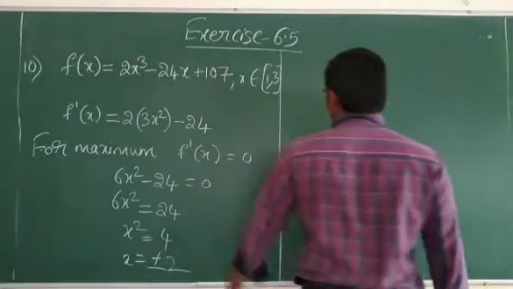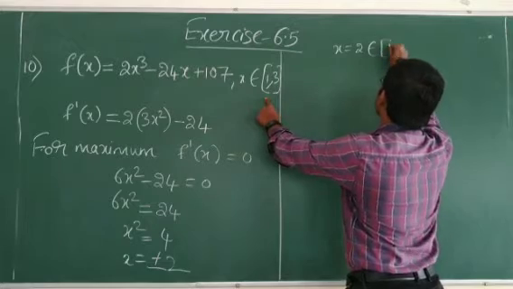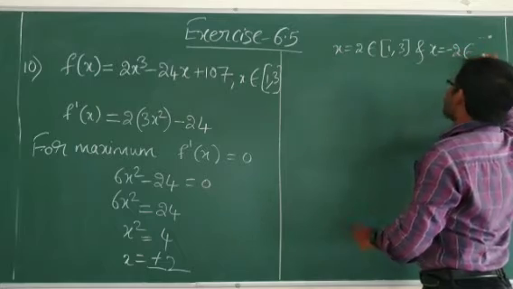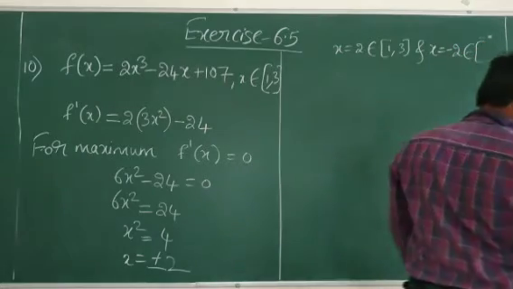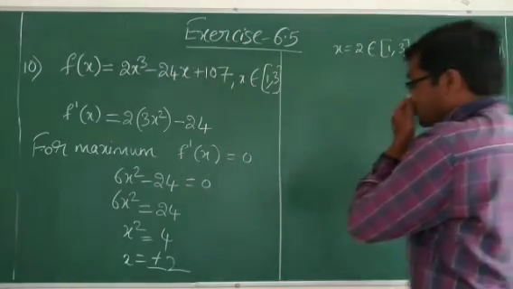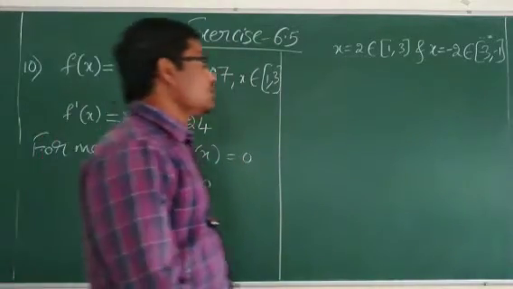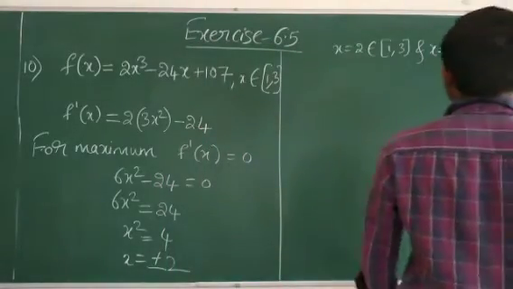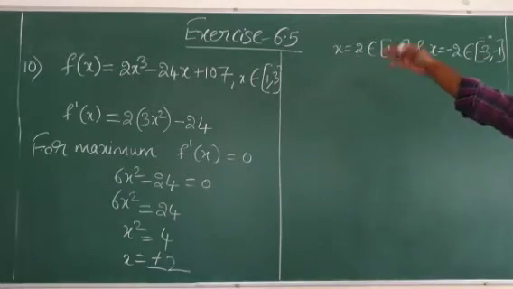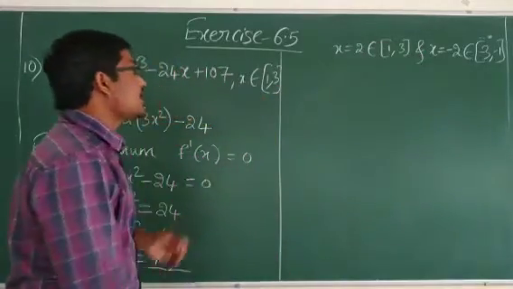Now as we can see, we are getting two values. x equal to 2 belongs to the interval 1 to 3, and x equal to minus 2 belongs to the interval minus 3 to minus 1. So here we need to solve only for the maximum value. There is no need to find the second derivative. It is a closed interval, so directly we can substitute the critical point and the end points of the interval.